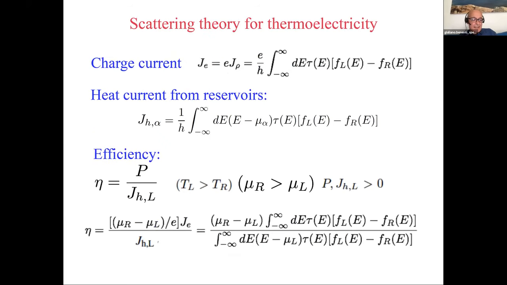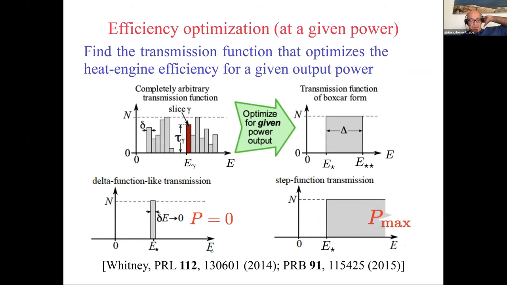But this was a stochastic model. So the point is, what can you do if you consider dynamics? First of all, we consider scattering theory. So we express charge and heat currents in terms of transmissions. We can write the efficiency. And then you can ask about the optimization that was performed a few years ago by Rob Whitney. He asked the question: find the transmission function that optimizes the efficiency of your heat engine for a given output power. It turns out that it is a boxcar function, which shrinks to a delta function transmission when you approach Carnot, and it becomes a step function when you go to maximum power.